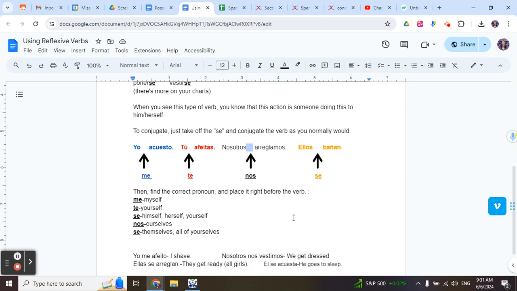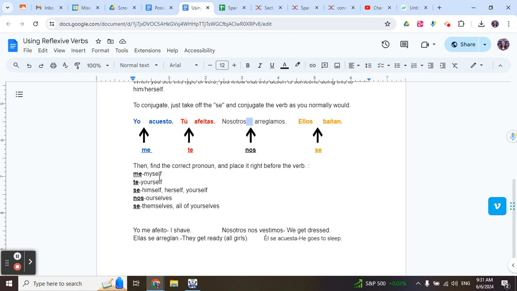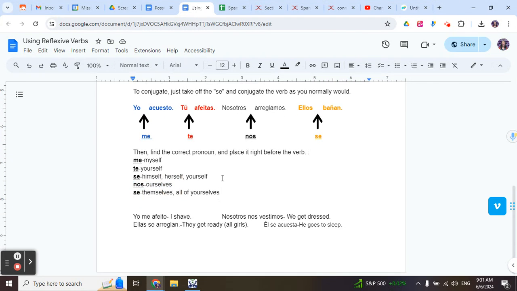So let's scroll down and see a few more examples of how that works in practice. Me is to myself, te is to yourself, se can be himself, herself, or yourself, as well as themselves and all of yourselves, and nos is for ourselves. So these are your reflexive pronouns that you're going to use with these verbs, okay? All you have to remember is that you conjugate the verb for the subject of whoever's doing the action, and then you change that se at the end for whoever you conjugated the verb for, and you place it right before the verb.